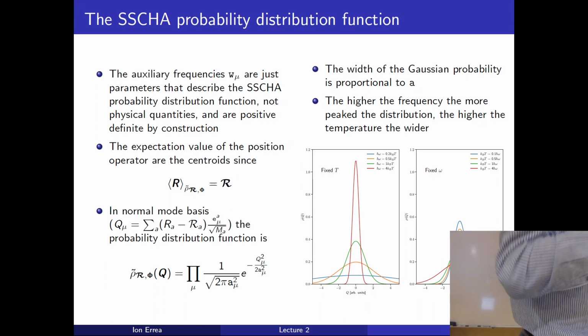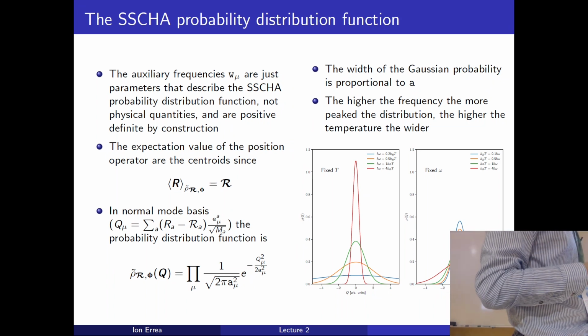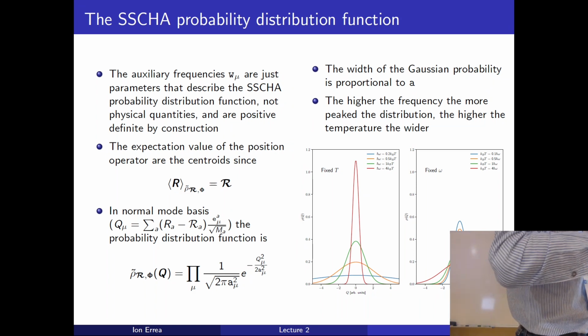This is a nice exercise if you want to do things analytically. You can prove that the expectation value of the position operator taken with this density matrix gives the centroid positions. This is a nice exercise if you like math, and it would show that you understand the things. If you go to the normal mode basis, this transformation was presented by Francesco. The probability distribution function in the normal mode basis is just a product of Gaussians. Here you can see really clearly that the width is related to the normal length that I defined before. This is our probability distribution function for just one mode.